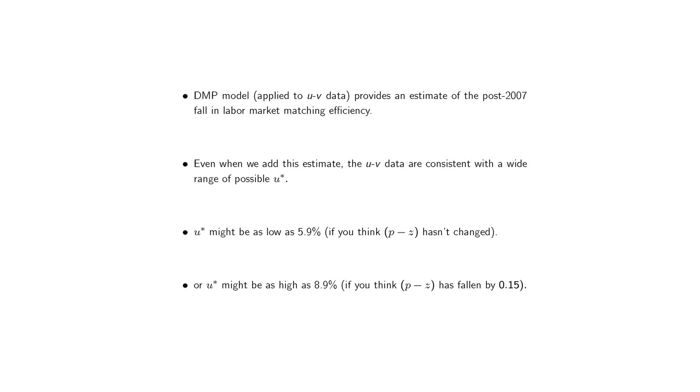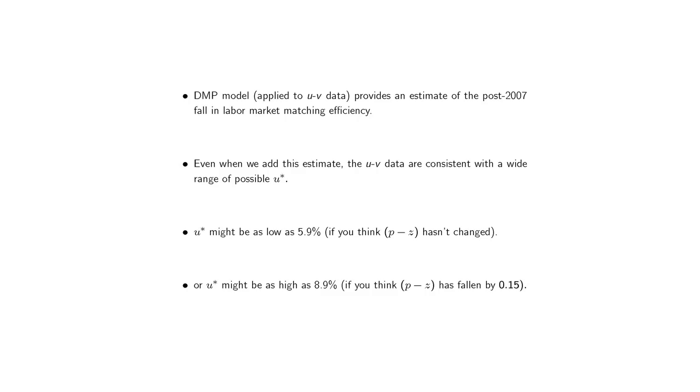But even when you add this estimate, you might think it would tighten things up a little bit on what the natural rate of unemployment is. But it turns out the range of the natural rate is very high. And here's the range. If you think that P minus Z hasn't changed at all, the natural rate might be as low as 5.9%, slightly higher than the 5% we had in 2007. Or the natural rate might be as high as 8.9% if you think that after-tax productivity has fallen by 0.15, or P minus Z has fallen by 0.15.